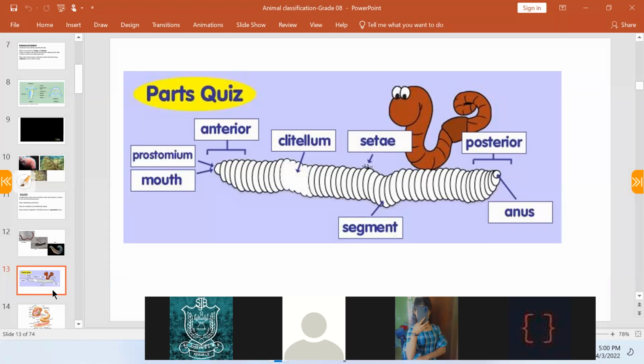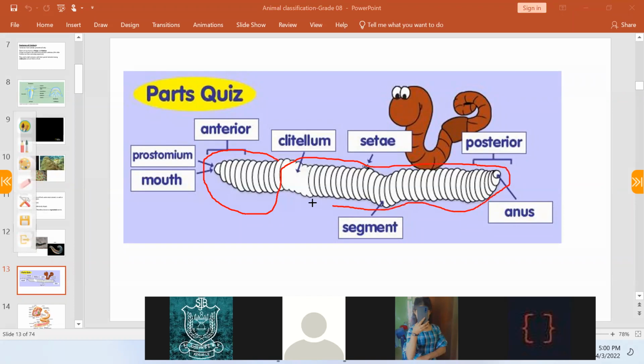Okay. And the most important fact of this animal group is, you can see that the body has divided into segments. Segment means a small part. Each and every segment is equal to the others, both internally and externally. Identical parts. So they have a segmented body.